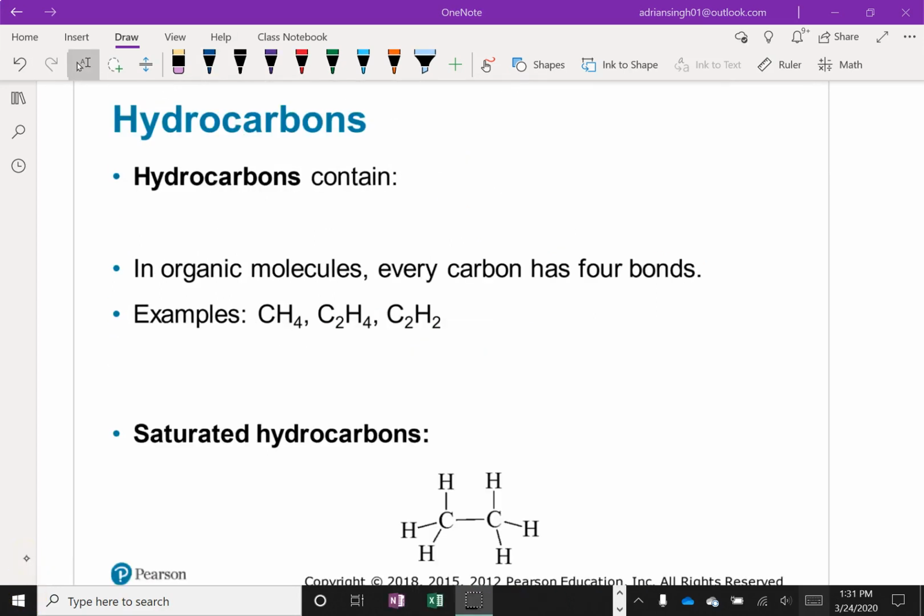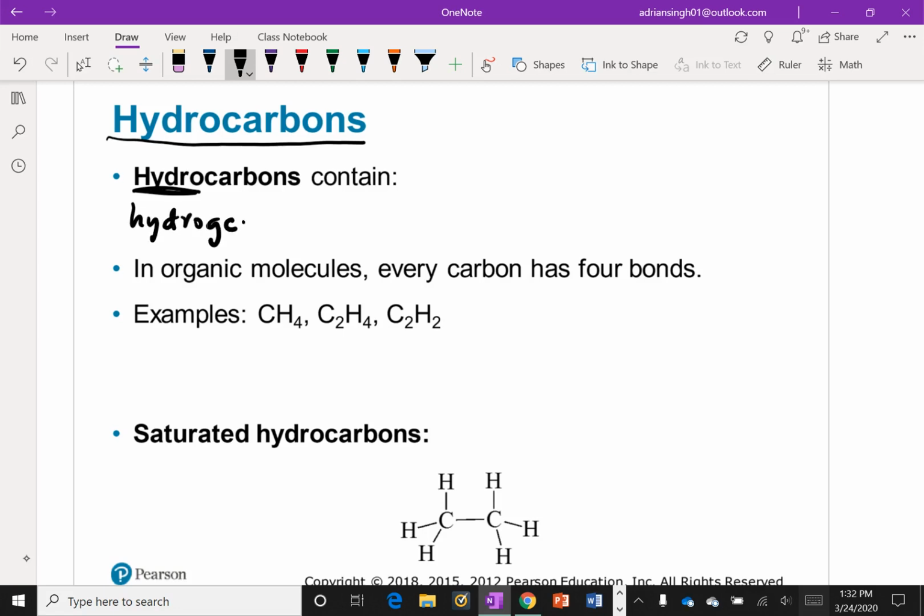All right, so we're now going to take a look at one of the simplest types of organic compounds, and these are known as hydrocarbons. The name hydrocarbons actually tells you the types of atoms that they contain. Hydro means they contain hydrogen, and carbon means that they contain carbon as well. So hydrocarbons are organic compounds that contain hydrogens and carbons in them.